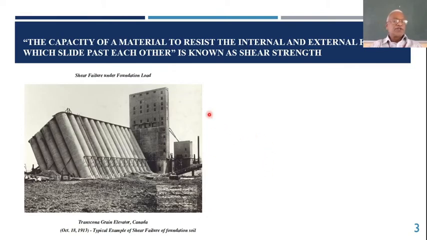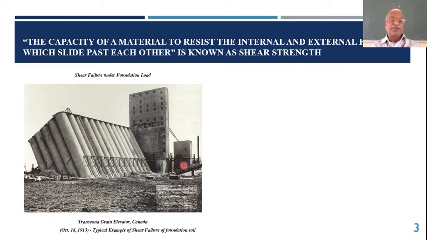So what is shear strength? The capacity of a material to resist the internal and external forces which slide past each other is known as shear strength. Now here there is a collapse of a building, right? So what has happened? Is it because of compressive strength, or tensile strength, or is it because of shear strength that the buildings fail, right?